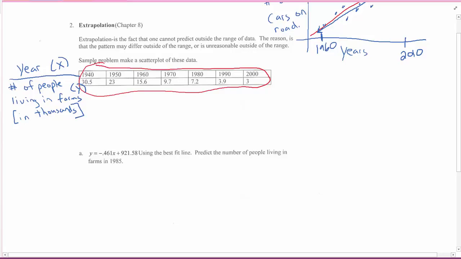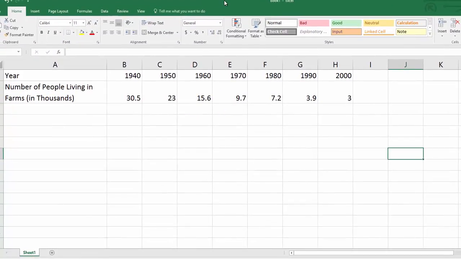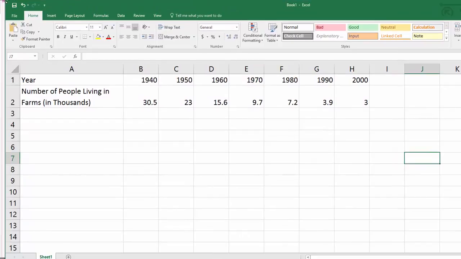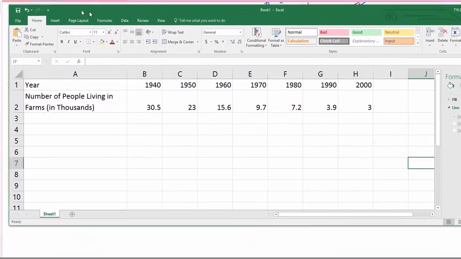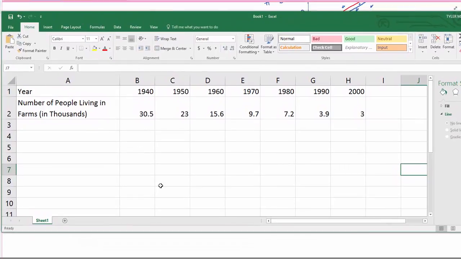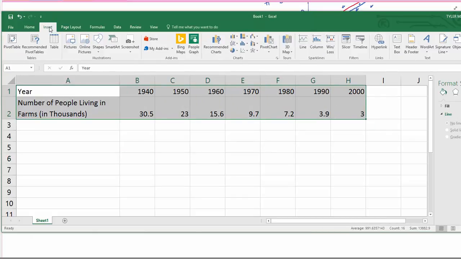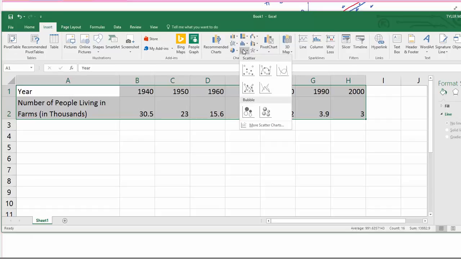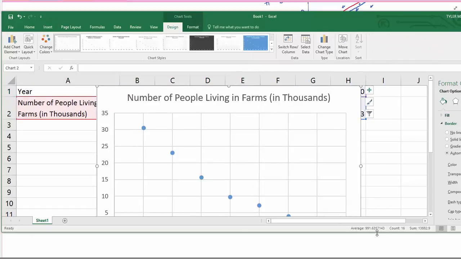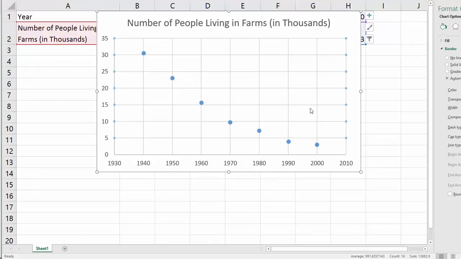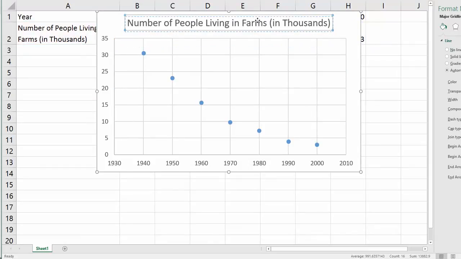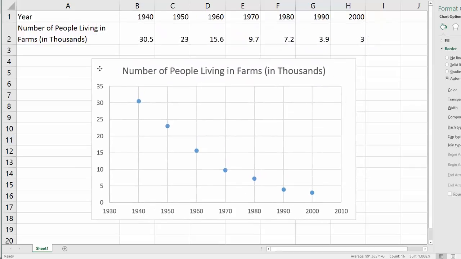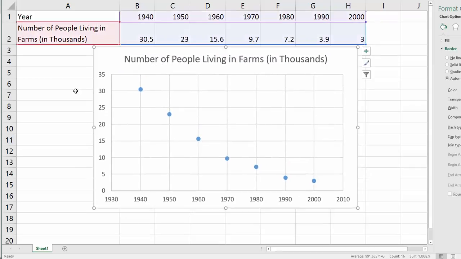Right. So I'm going to use Excel to create a scatter diagram for this, and to save some time, I went ahead and threw this data in Excel. So I just typed in the year and numbers on farms. So we can highlight my data. I'm going to go to insert a scatter diagram. So this is the overall graph that I'm getting.